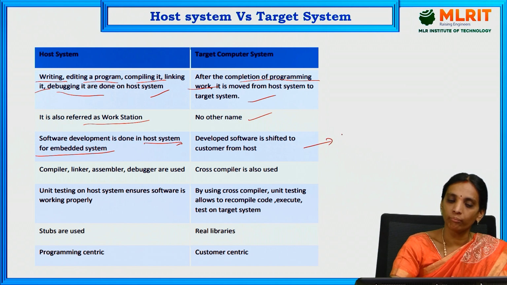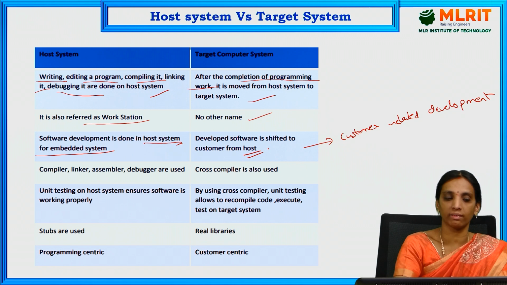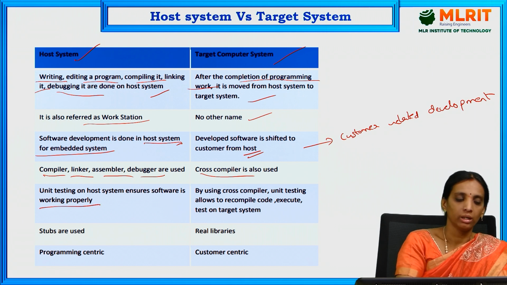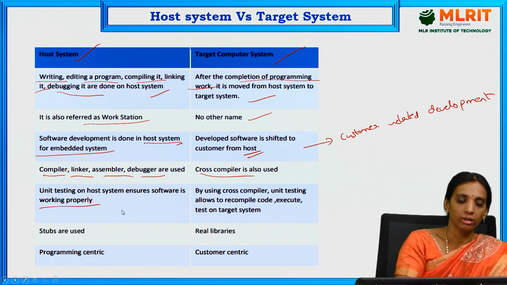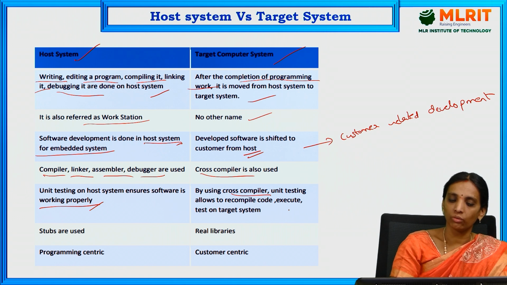Only the customer related development will be processed in the target system. Here compiler, linker, assembler, debugger are used in the host system. Here the cross compiler and cross assemblers are used in the target system. Unit testing ensures the software is working properly. Different types of testing methods are used in the host system for ensuring the software works properly. Here the cross compiler and unit testing steps are used in the target system.